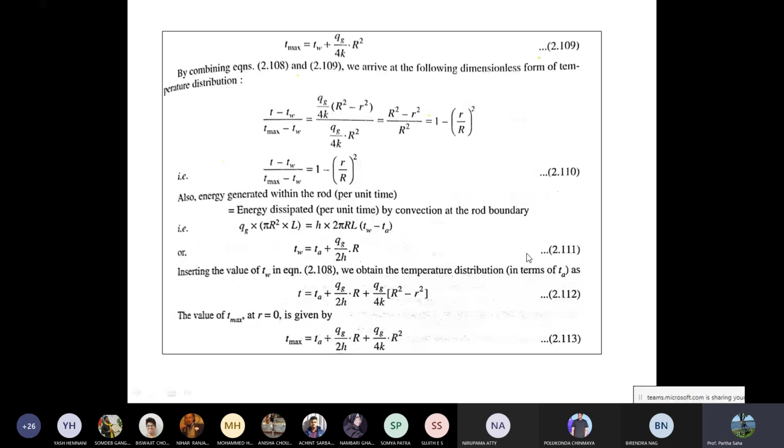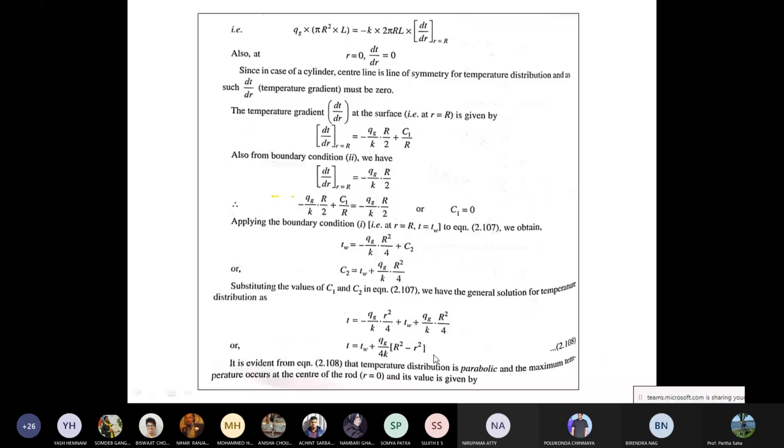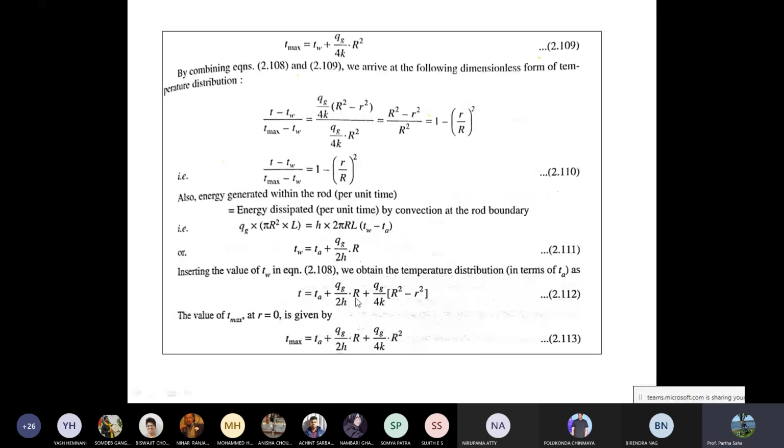That is this expression, right? So you get T, with Tw now being Ta + Qg R / 2h, plus Qg (R² − r²) / 4k. And the value of Tmax happens when r is equal to 0. So Tmax will be Ta + Qg R / 2h + Qg R² / 4k, because r becomes 0. That's all. It's very simple, only a little bit cumbersome. There are a lot of equations and expressions, but if you follow it thoroughly, you can derive all the expressions. It's not very difficult.